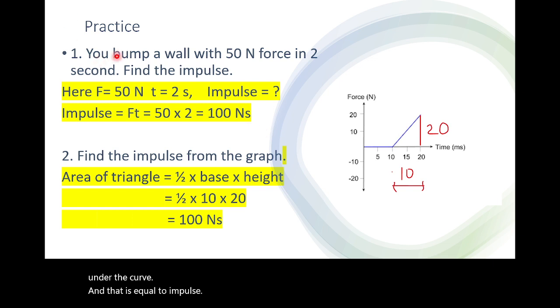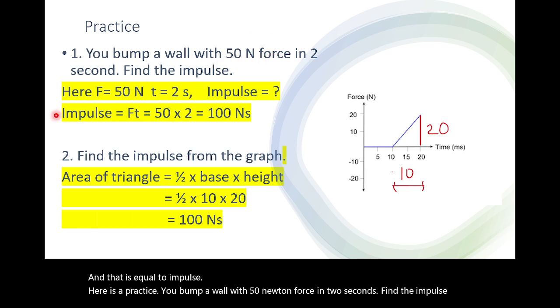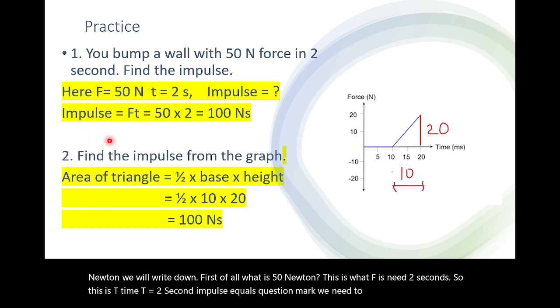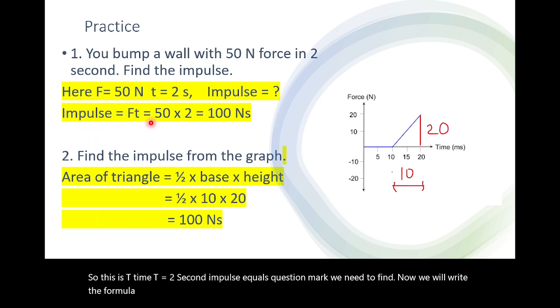Here is a practice. You bump a wall with 50 Newton force in 2 seconds, find the impulse. So we will write down first of all what is 50 Newton. This is force F equals 50 Newton. What is t? 2 seconds. So this is time t equals 2 seconds. Impulse equals question mark. We need to find. Now we will write the formula. Impulse equals Ft equals 50 times 2, which is 100 Newton second.